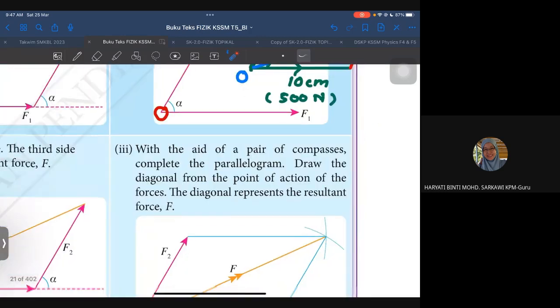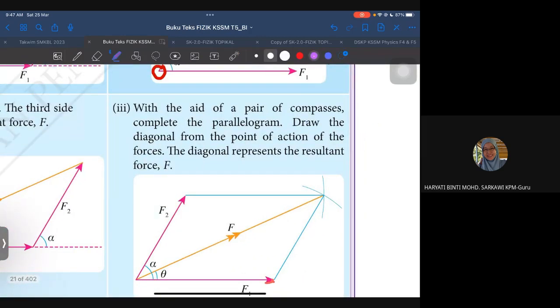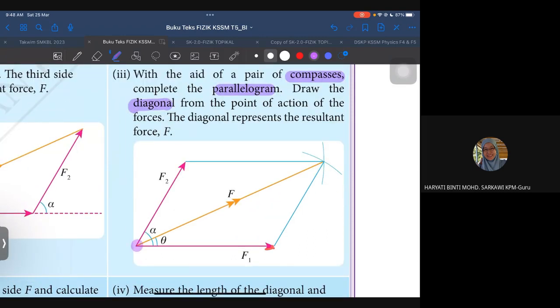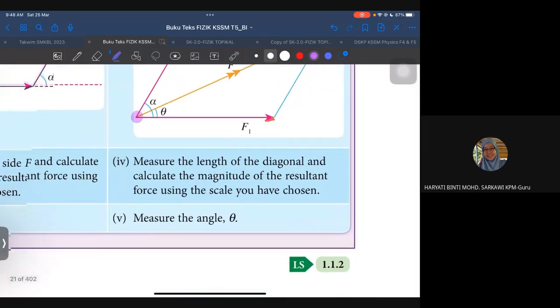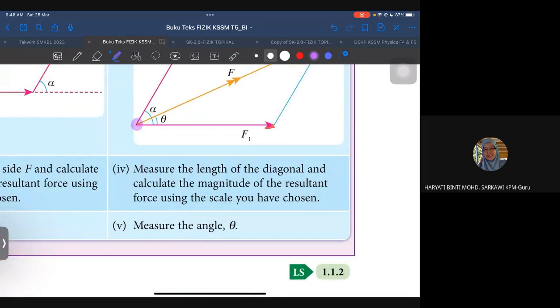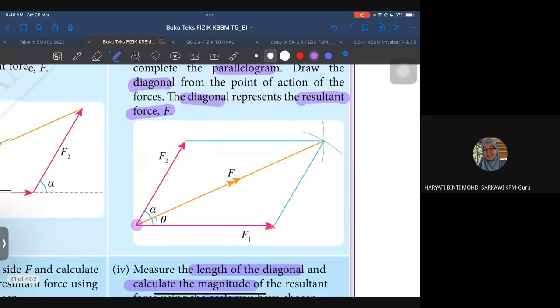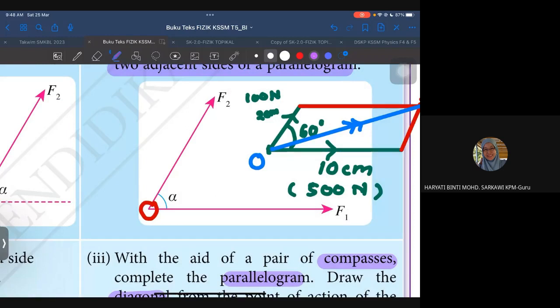Clear? Alright, with the aid of a pair of compasses, complete the parallelogram. Then draw the diagonal from the point of action of the forces, means that from the initial point here. The diagonal represents the resultant force. Then you measure the length of the diagonal and calculate the magnitude using the scale. Then, of course, you need to have the angle. This is the angle between the two forces, not the resultant force.